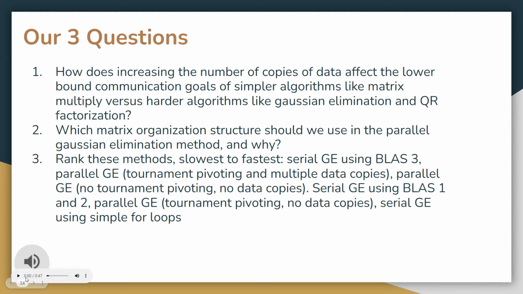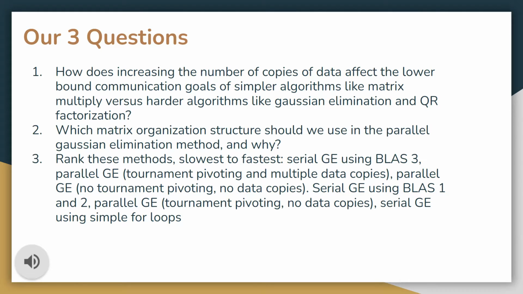And finally, we have three discussion questions. Our first question is, how does increasing the number of copies of data affect the lower bound communication goals of simpler algorithms like matrix multiply versus harder algorithms like Gaussian elimination and QR factorization?